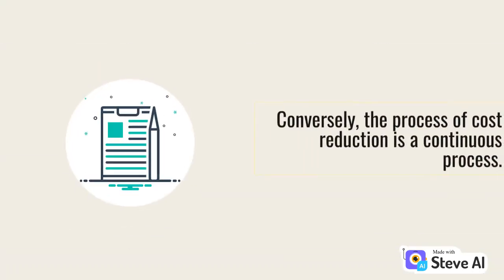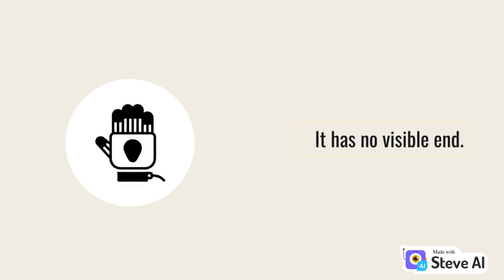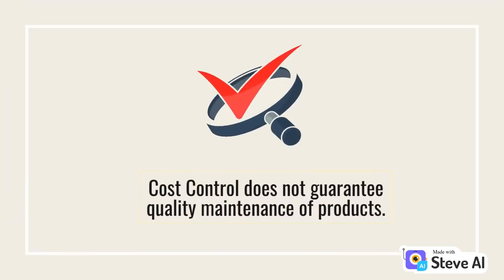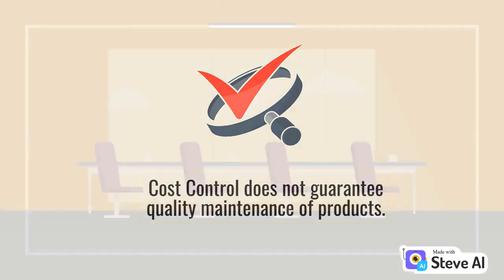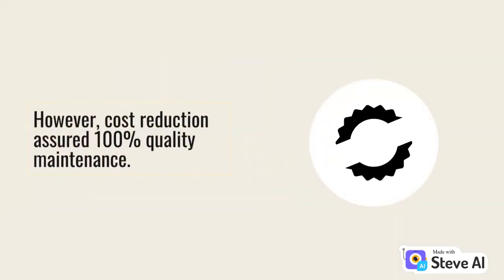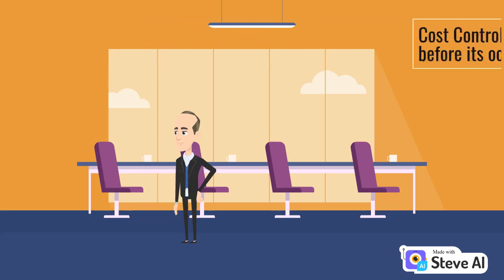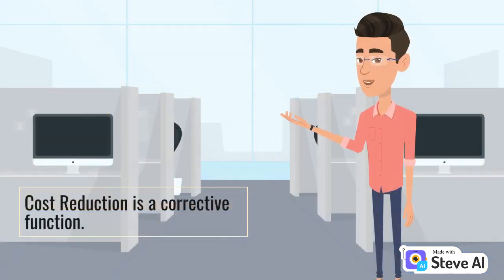Conversely, the process of cost reduction is a continuous process. It has no visible end. It targets for eliminating wasteful expenses. Cost control does not guarantee quality maintenance of products. However, cost reduction assured 100% quality maintenance. Cost control is a preventive function because it ascertains the cost before its occurrence. Cost reduction is a corrective function.